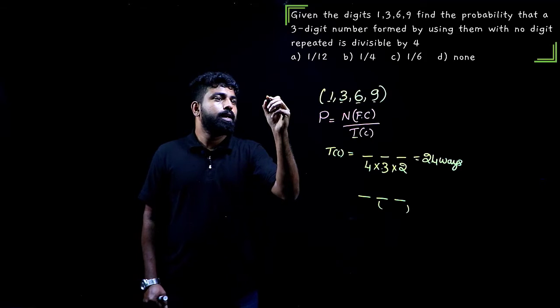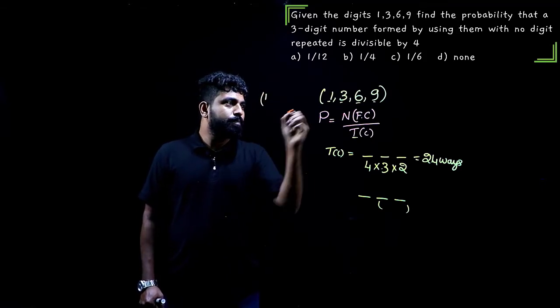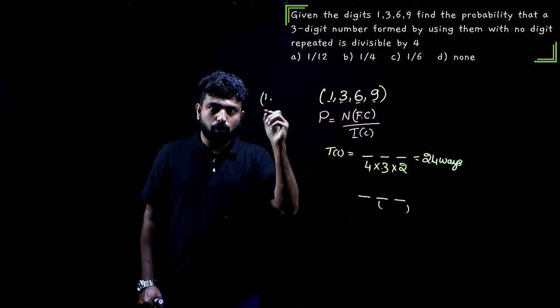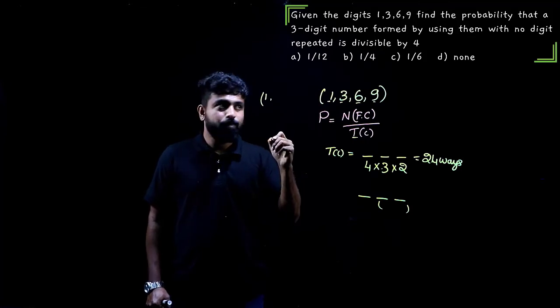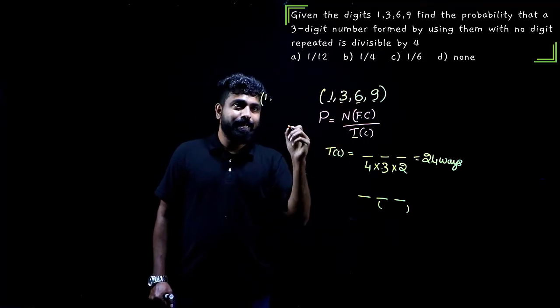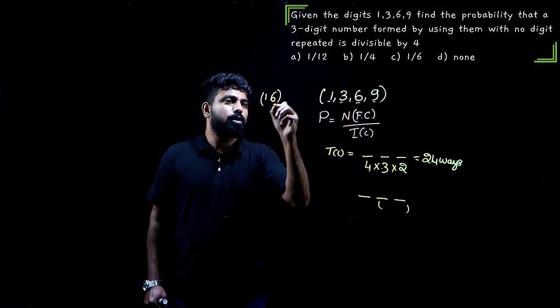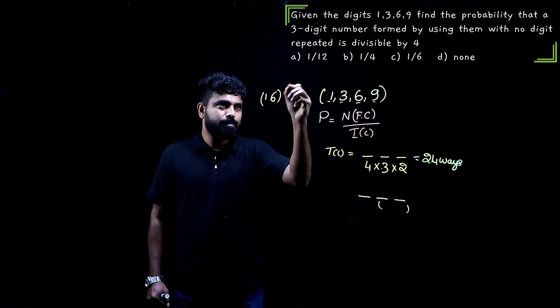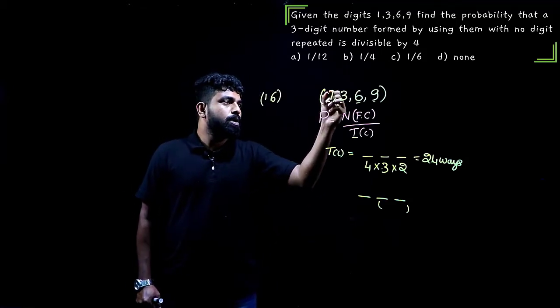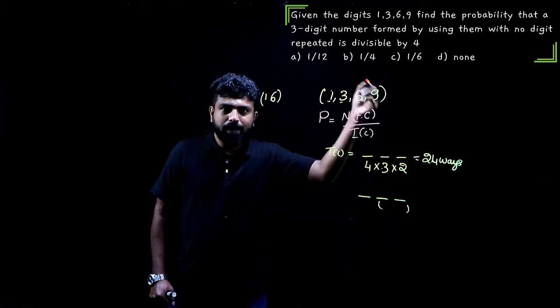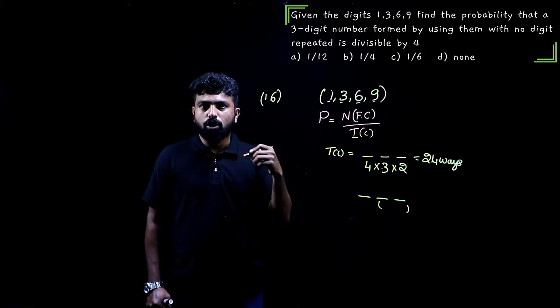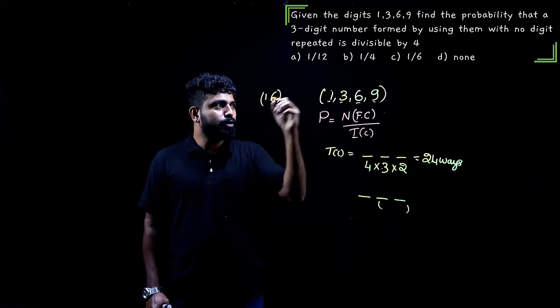It can be 1, can be used, 3 can be used. Can 3 be used? No, 13 is not divisible by 4. What about 16? Yes, 16 is divisible by 4. So 16 is one case. So what about my next term? 1 and 9. Is 19 divisible by 4? No, 19 is not divisible by 4. So I can't be using 19.